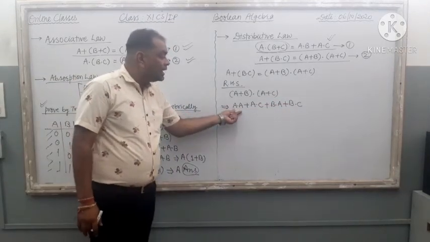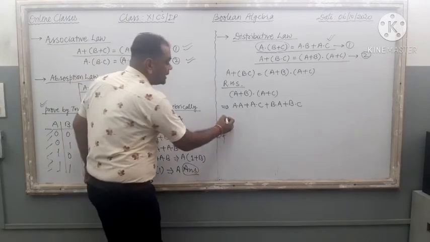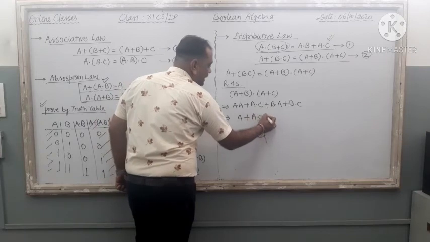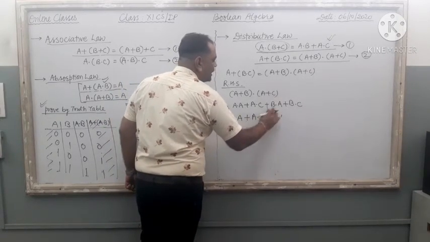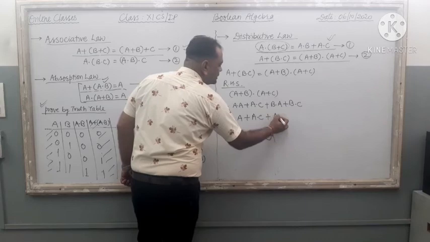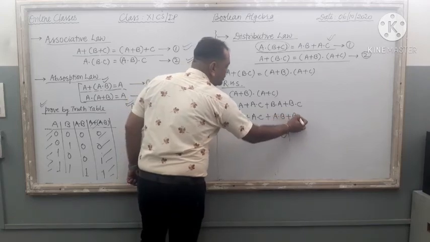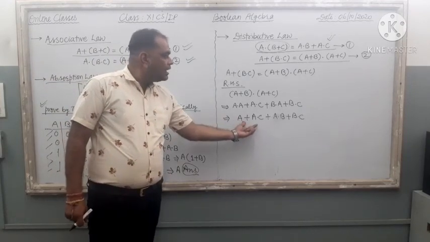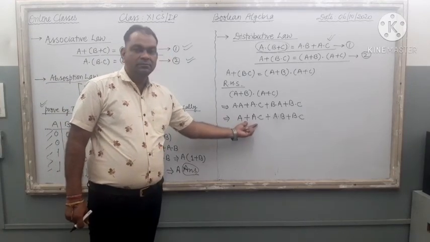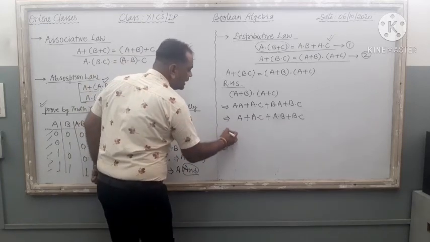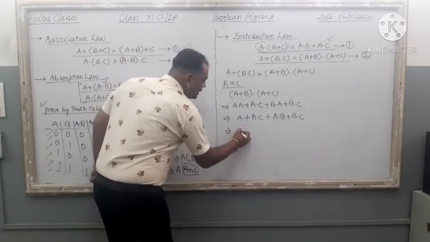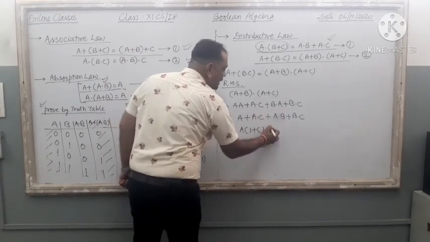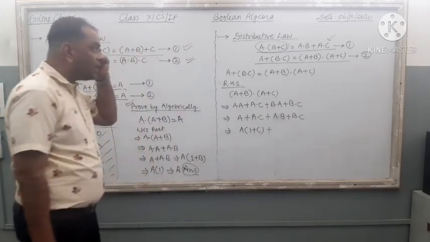Clear? Now A dot A. What is A dot A? We can write it as A. So A plus A dot C plus B dot A, or I can convert the sequence also, A dot B plus B dot C. Right? Just take A common from these two terms. A is common here, so here I can write A into (1 plus C).